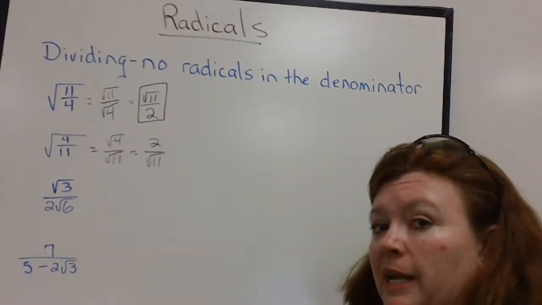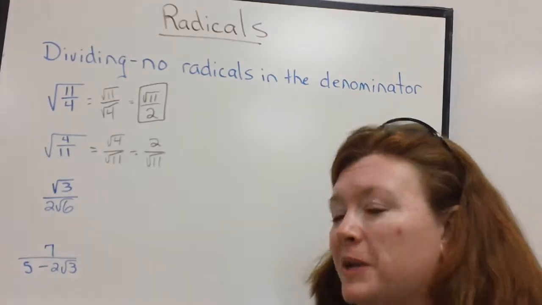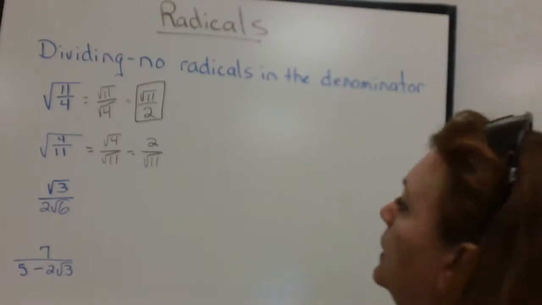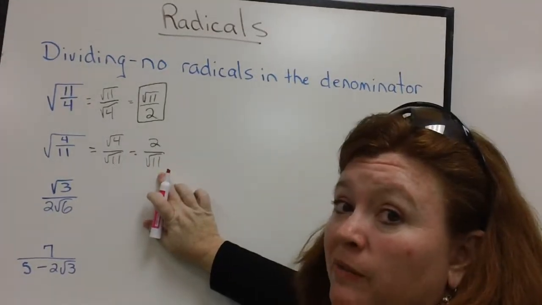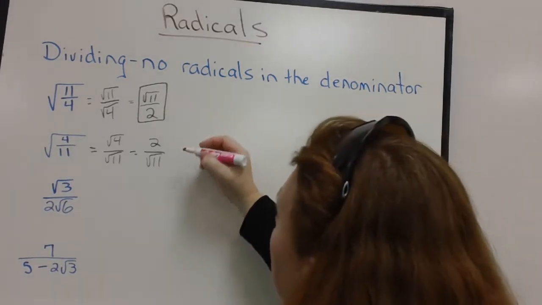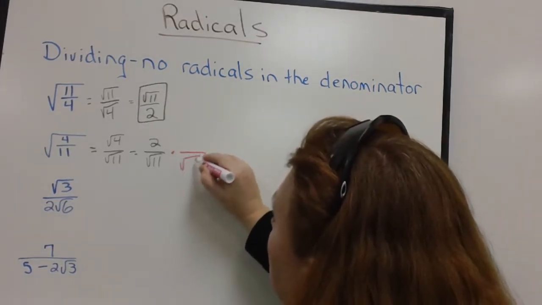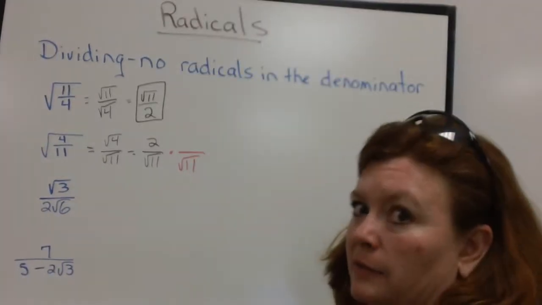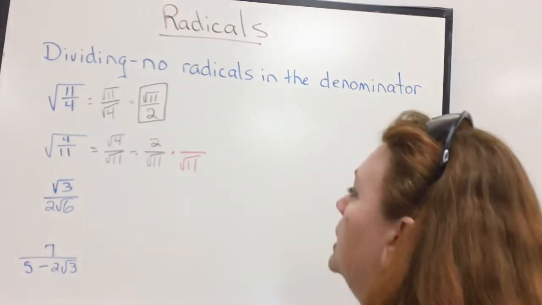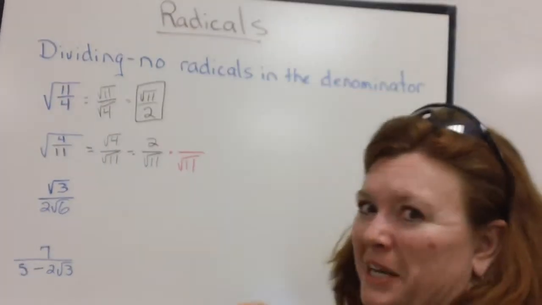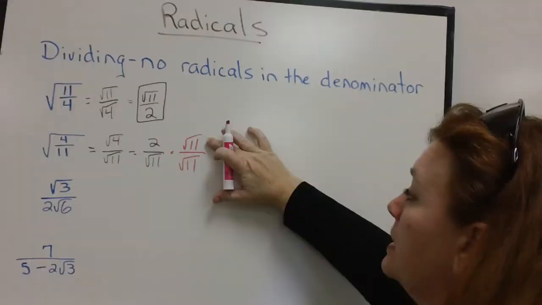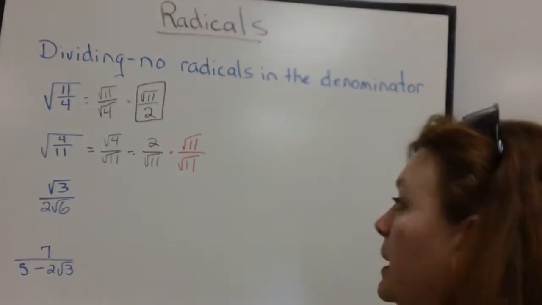To get rid of it, the only thing I can do is multiply by 1. But I'm going to be creative in how I multiply by 1. I'll use pink. I need to get rid of that square root of 11. The only way to get rid of a square root is to square it. So I'm going to multiply it by itself. But remember, we said we had to multiply by 1. Otherwise, we're changing the value of the whole fraction. So what I do to the numerator, I must also do to the denominator. Now, you can see that's 1. Anything divided by itself is 1.